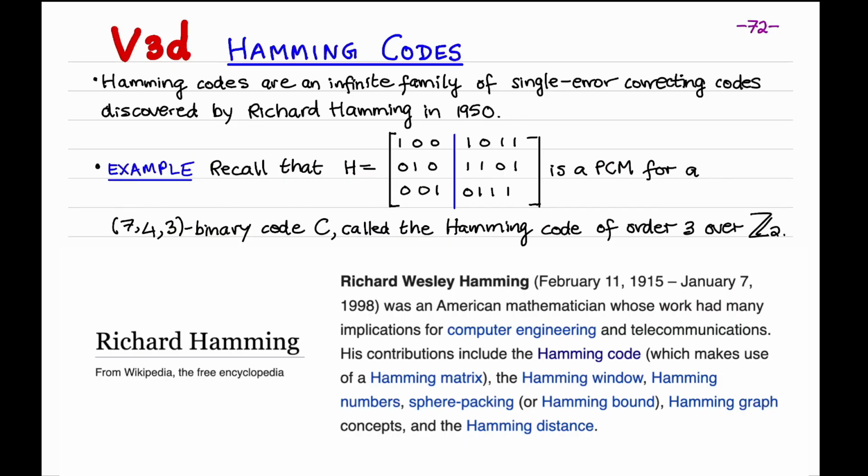Hamming codes were discovered by Richard Hamming in 1950. These codes generalized the example we did at the end of the last lecture, where we constructed a PCM for a [7,4,3] binary code.